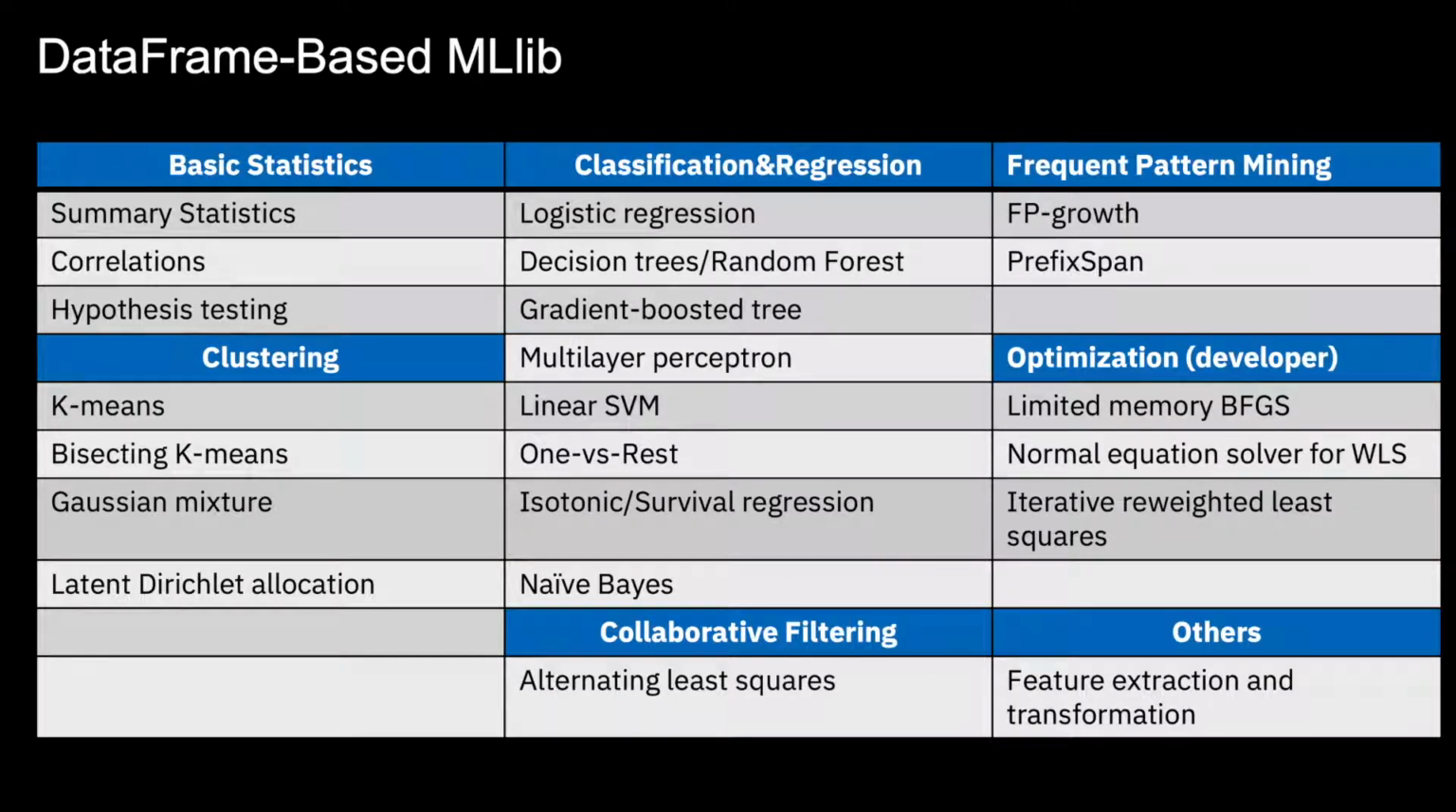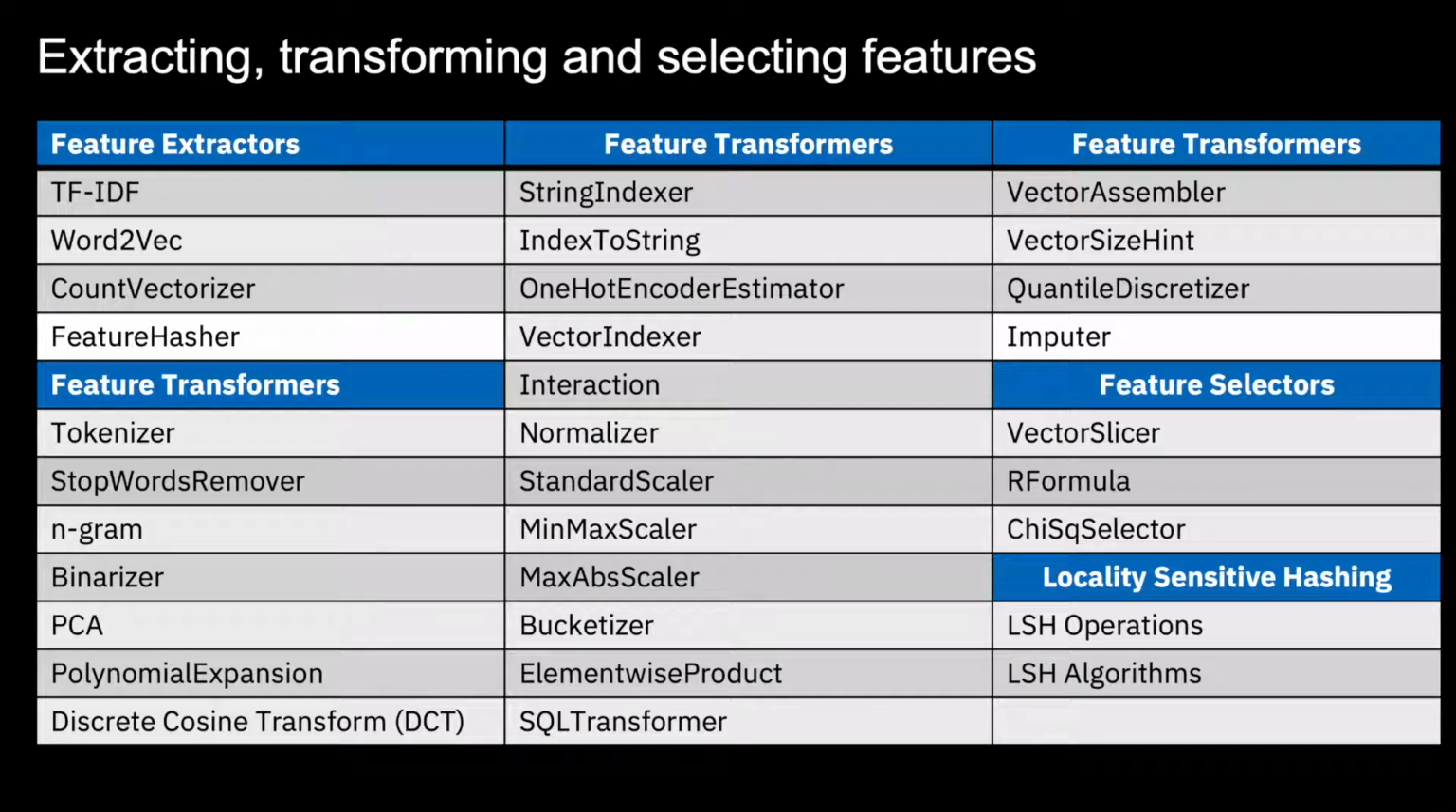In a previous video, we saw a list of machine learning algorithms. This time, the list represents only the classes related to operations on DataFrames. This is similar to what we saw before with basic statistics, classification and regression, clustering, collaborative filtering, and more. We see, under Other, feature extraction and transformation. This actually is a pretty large set of classes that you will eventually need to be familiar with.